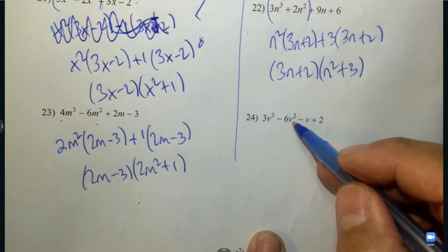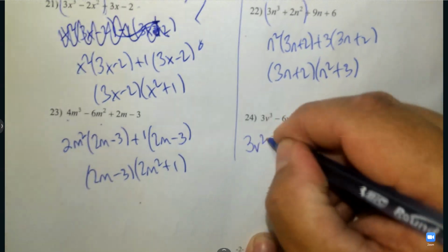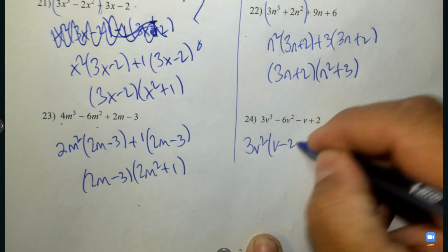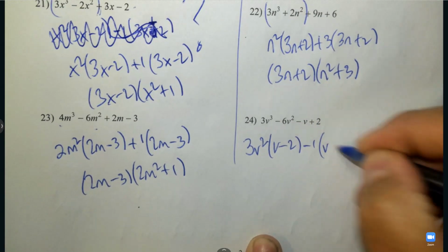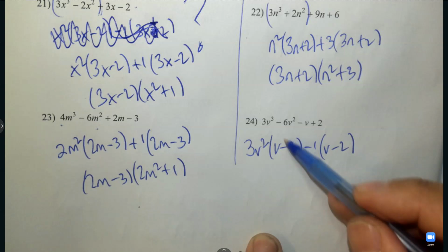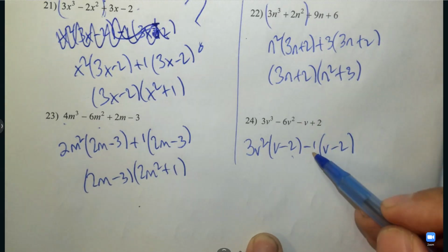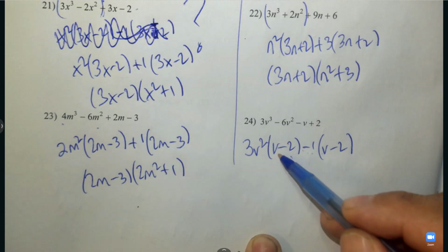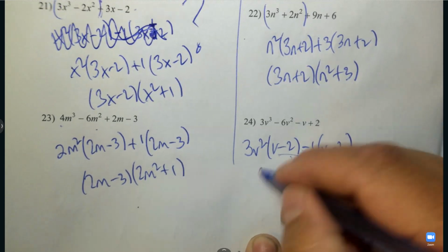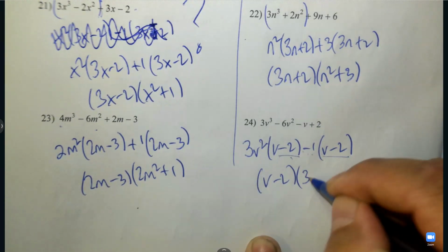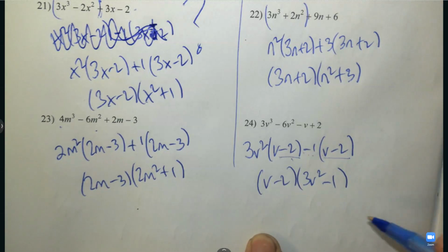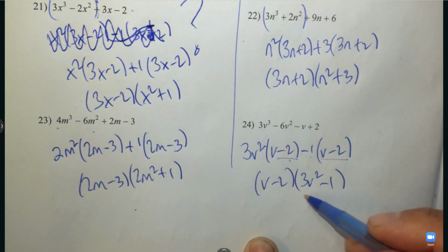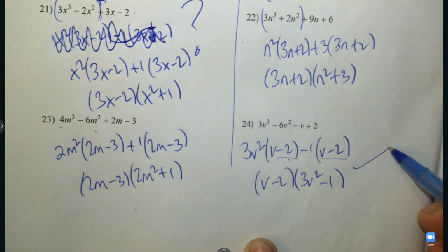All right, last one. Factor out a 3 and a v squared. So I get v minus 2, factor out a -1. And so when you divide, you get positive, and when you divide, you get negative. These parentheses have to match. That's v minus 2. And 3v squared minus 1. That's it. It's prime because you can't take the square root of 3. So that's as far as you can go.